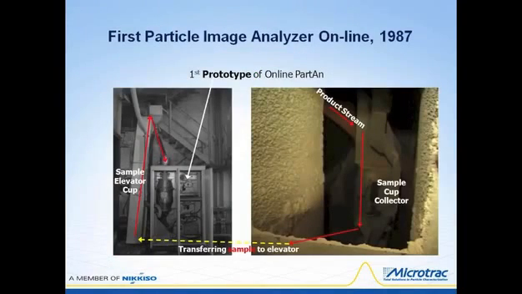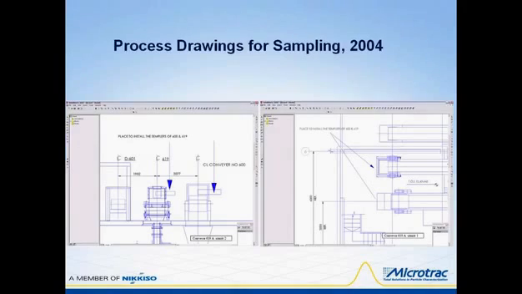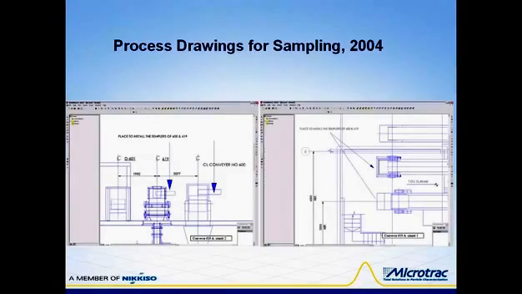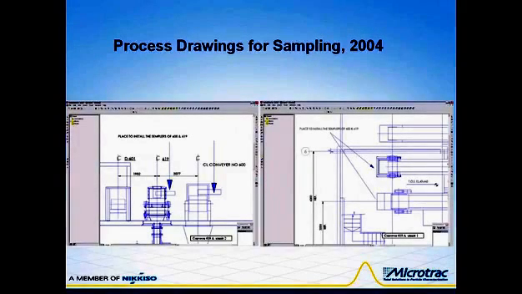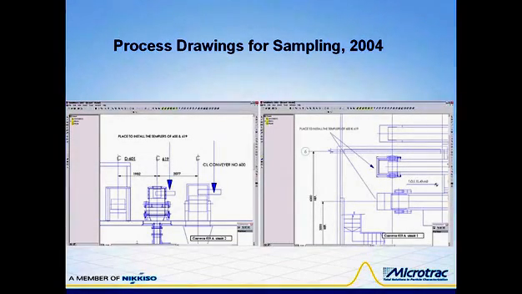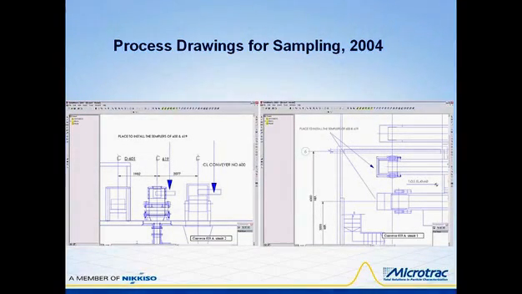On this prototype installation in 1987, the analyzer in the left-hand photo is analyzing the sample from the collection cup being elevated from its collection point shown in the right-hand photo. Here are examples of preliminary engineering drawings made by Microtrac engineers for one custom conveyor belt sampling system which will follow through to installed use.